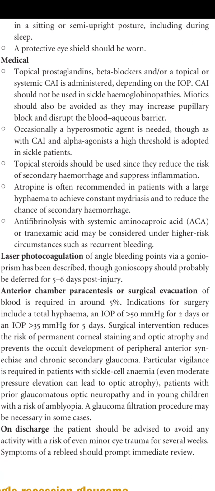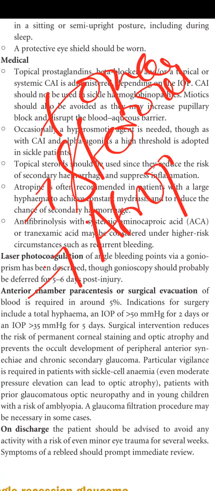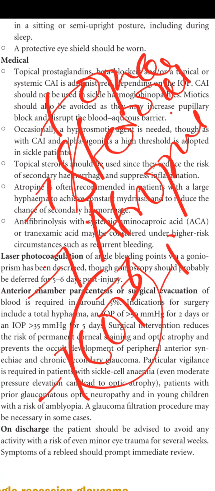So basically, you treat the patient with, first of all, steroid. You give the steroid because there is a lot of inflammation going on with the RBCs, red blood cells, so you give the topical steroids. Then you give the patient mydriatics, especially atropine, so that there is no formation of posterior synechiae and to achieve constant mydriasis. Third, you give the IOP lowering drugs, which can be the prostaglandins, carbonic anhydrase inhibitor, and you can give beta blocker as well.